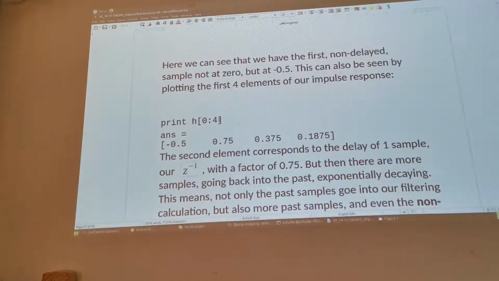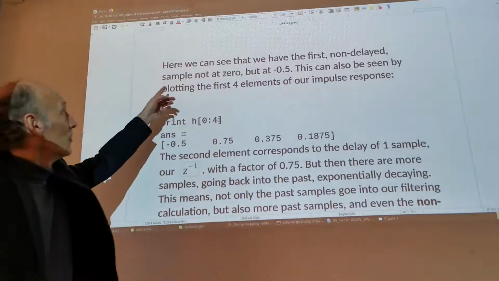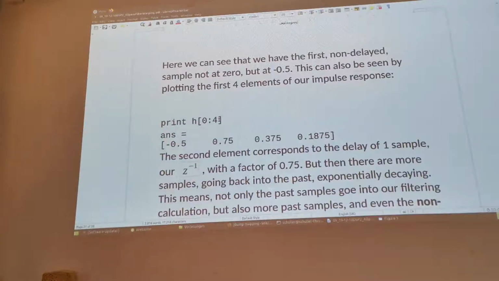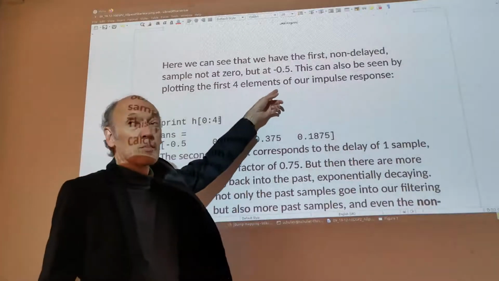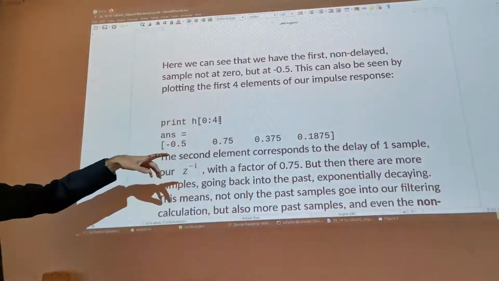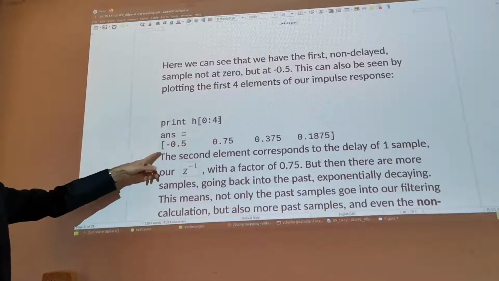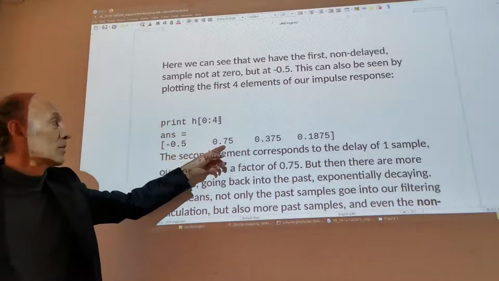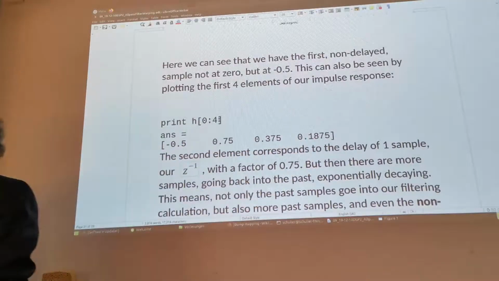So we have a first non-delayed sample, not at 0 yet, but at roughly minus 0.5. This can also be seen by printing the first elements, not using plot, but just printing it. And here you can see it actually is precisely minus 0.5 and then jumps to 0.75. And here you have this exponential decay.